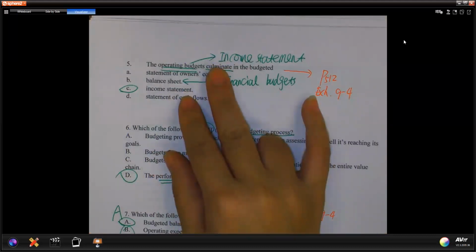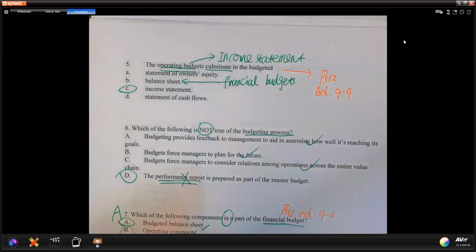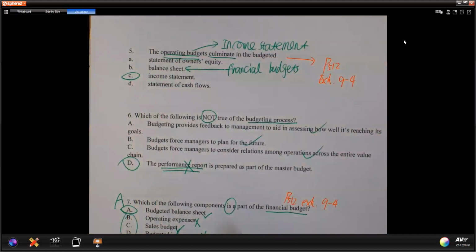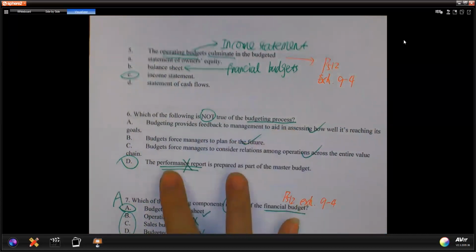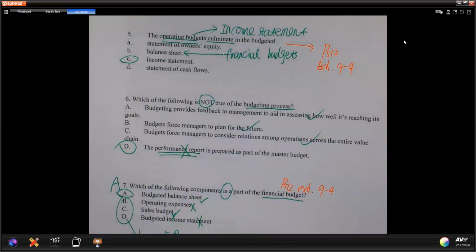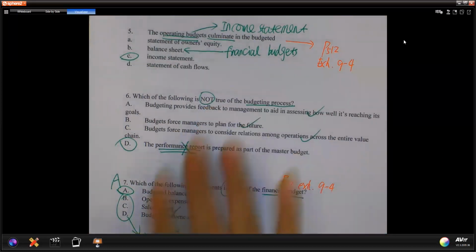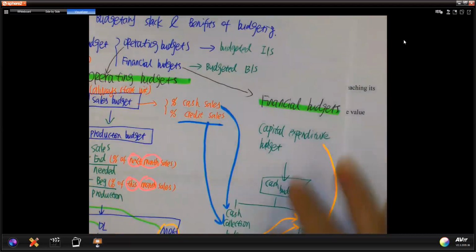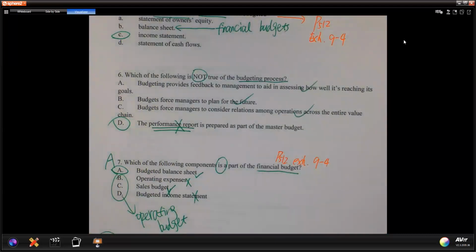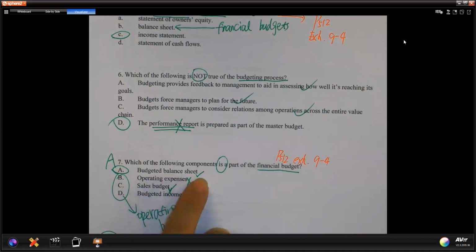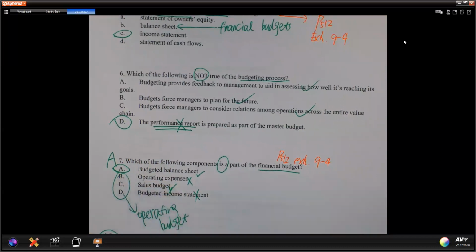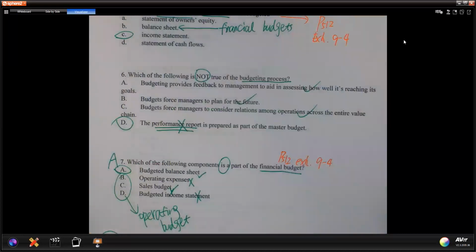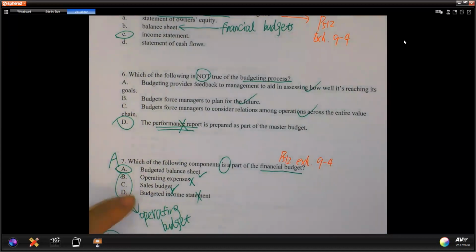Operating budget, we will get our budgeted operating income. So make sure you know this, all the connection of all the tables. Budgeting process, read the textbook a little bit, but there is no performance report. There is no performance report, so it's not included in our budget. Part of the financial budget, we said the financial budget is all about the cash and then capital expenditure. So we said that you get your budgeted balance sheet, that is part of your financial budget. Operating expense, that is your operating budget. We said operating expense is a part of your operating budget, right? Sales budget is part of your budgeted income statement, part of your operating budget.